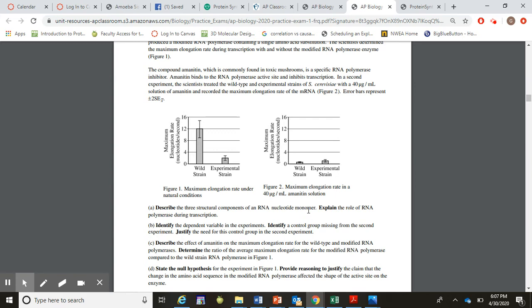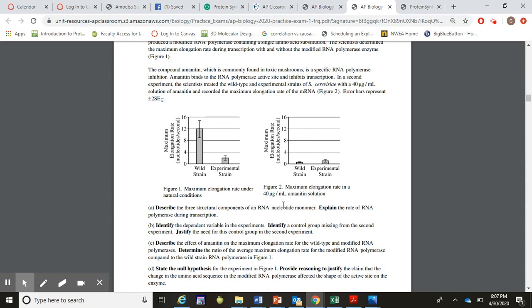Remember, in DNA, the sugar is deoxyribose. And then our bases are the nitrogenous bases, adenine, thymine, cytosine, and guanine. That's for DNA. But an RNA nucleotide is going to have a sugar, a phosphate, and a base. The sugar is a ribose sugar because it's ribonucleic acid. The phosphate is still phosphate. And then the bases are adenine, uracil, cytosine, and guanine.